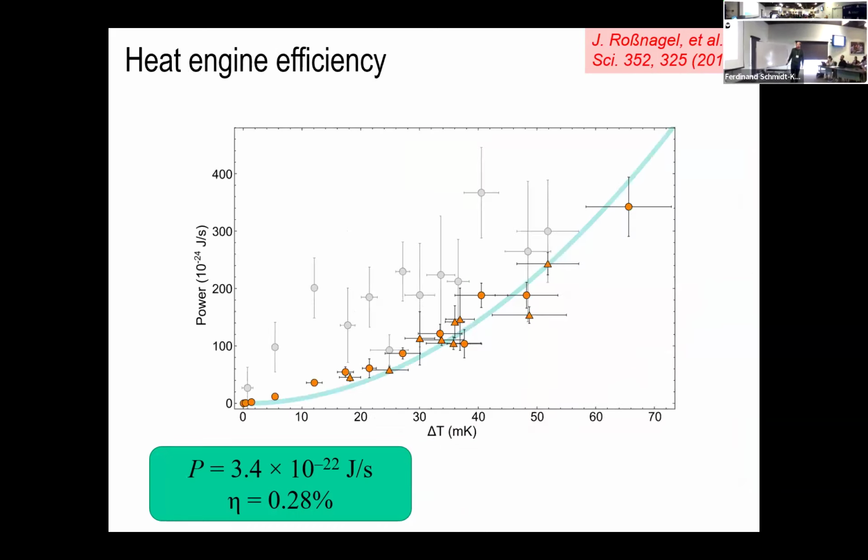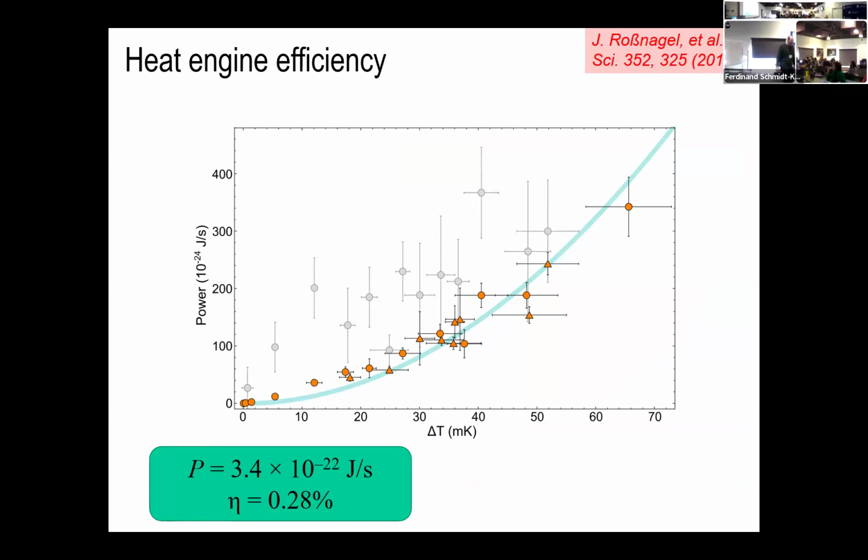Yeah, and then we can get the efficiency from the heat engine, and we see that this depends quadratically on the temperature. That's what you would expect, that the output power goes quadratically with this delta T. That is the difference between the hot and the cold reservoir, so to say.